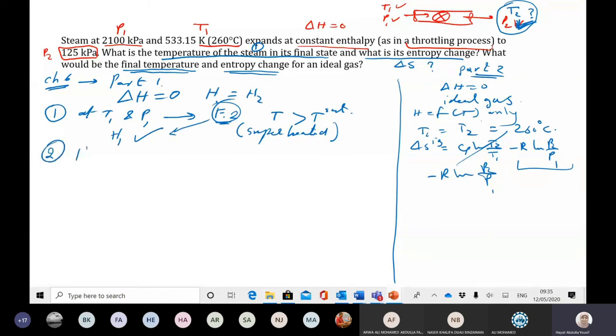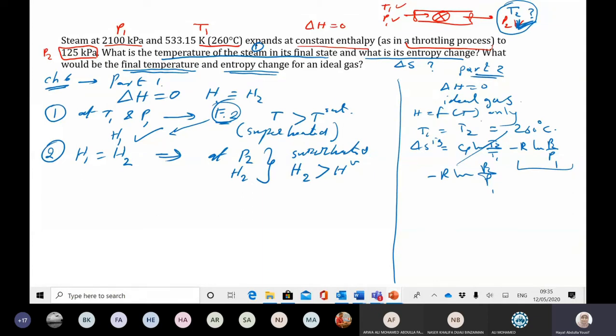Then step number 2, you will say H1 is equal to H2. In this case, at a pressure P2 and H2, you have to fully define the system, and here again you have to figure out what the state is. According to this question, at P2 and H2, you will again find that it's also superheated. Why is it superheated? Because you will find that the property H2 is greater than H vapor, and if it's greater than H vapor from the table, then it is superheated.